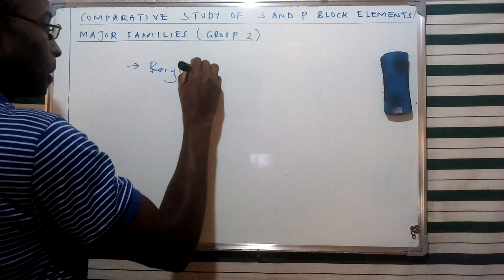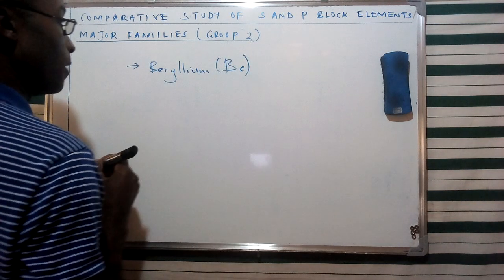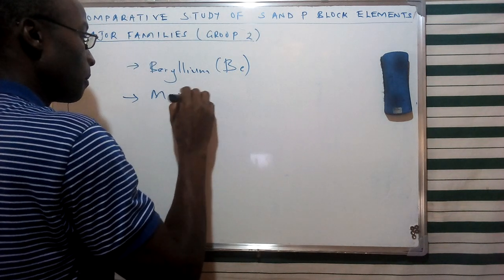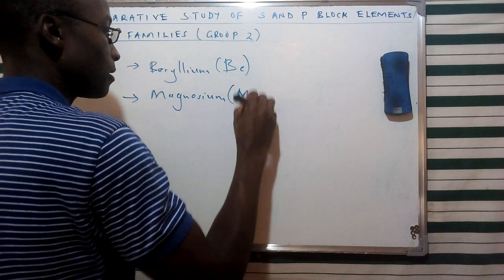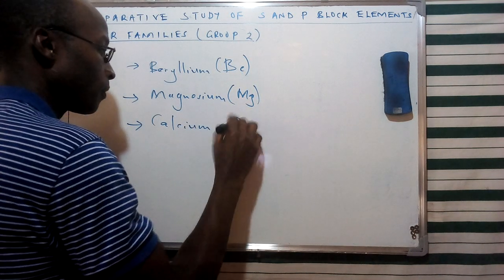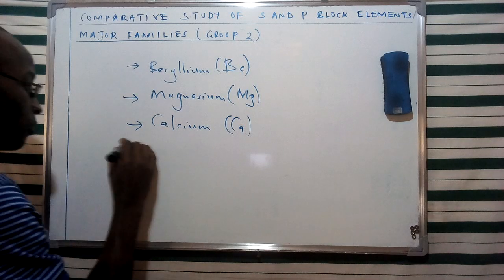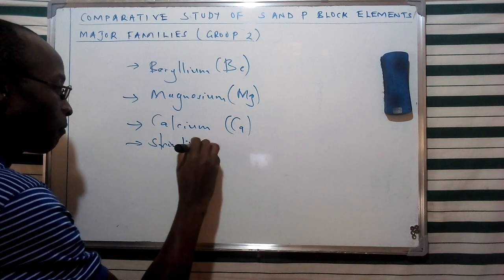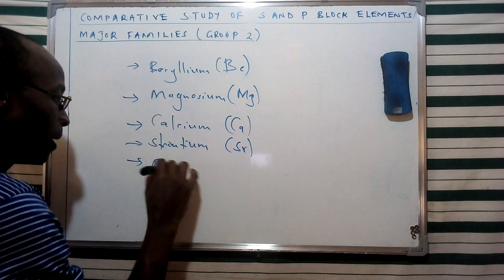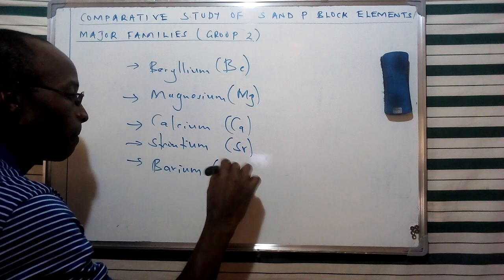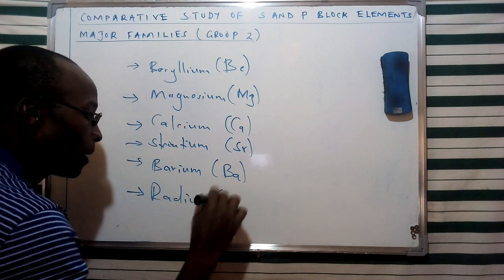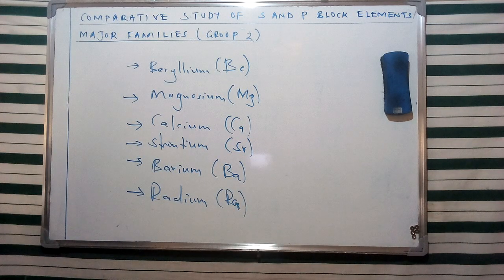In this case, this is going to consist of particular elements, which are going to be beryllium as the first one, and then we're going to have another element, magnesium, and then another element, calcium, and then we shall have strontium, and then we shall have barium, and the last one we shall have radium. So these are going to constitute the group 2 elements.